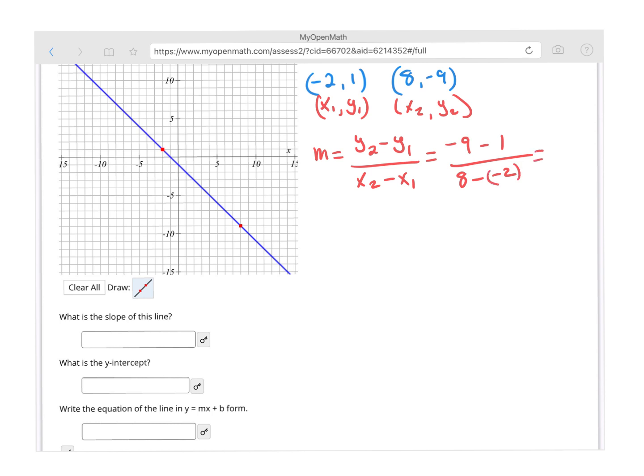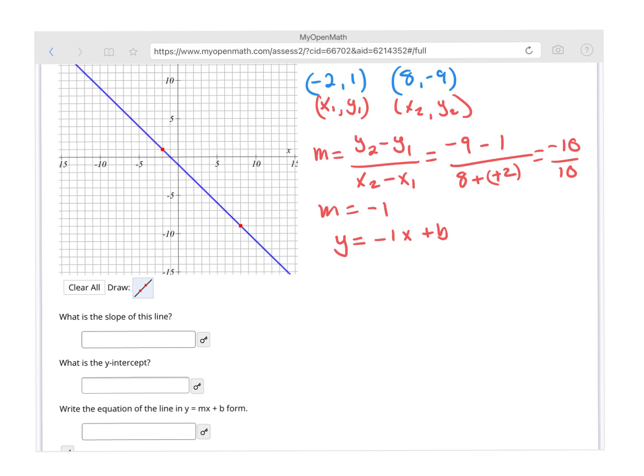So when I simplify that on top, -9 minus 1 is -10. 8 minus a negative 2, you add the opposite, so that will give me a positive 10. You should always reduce your slope if possible, and fractions in general if you can. In this case, that reduces to negative 1. So now I can write the equation. I would have y equals, I know my slope is negative 1, x, and then plus b. Well, I need to find b, which is my y-intercept.